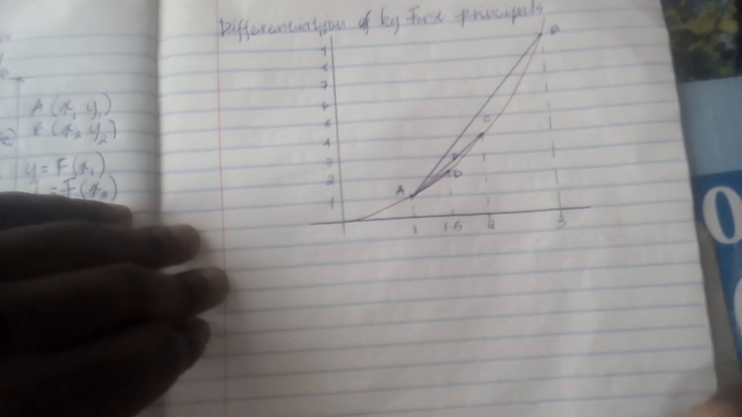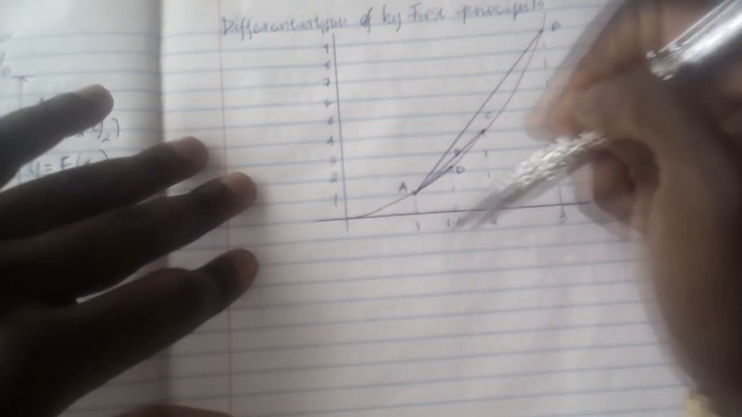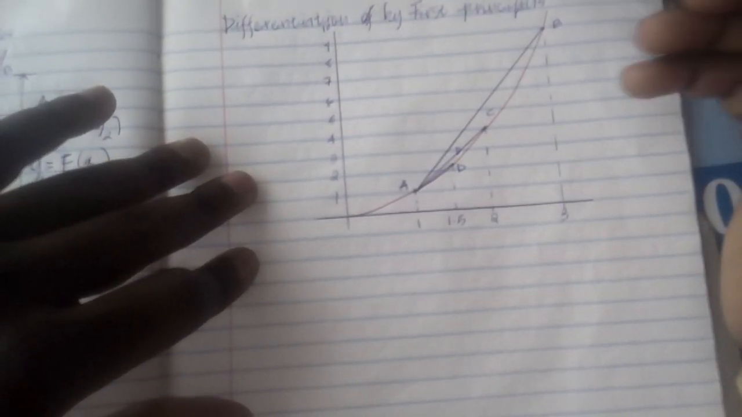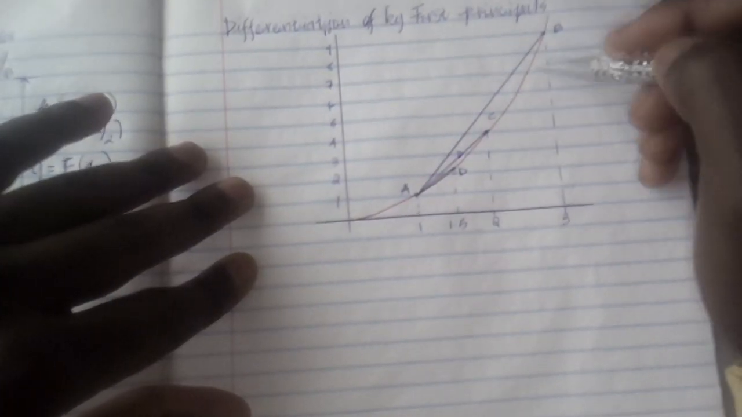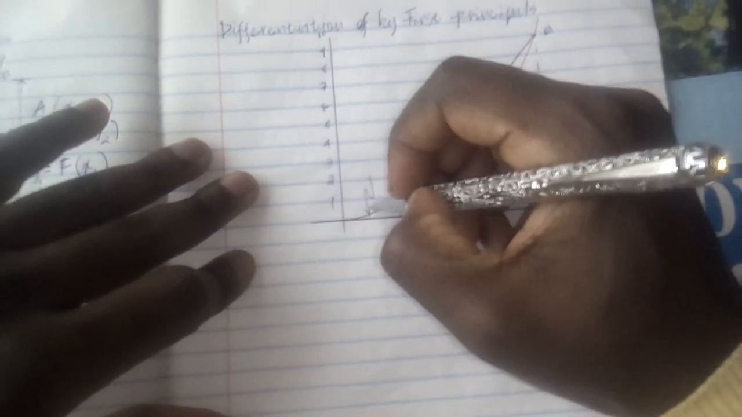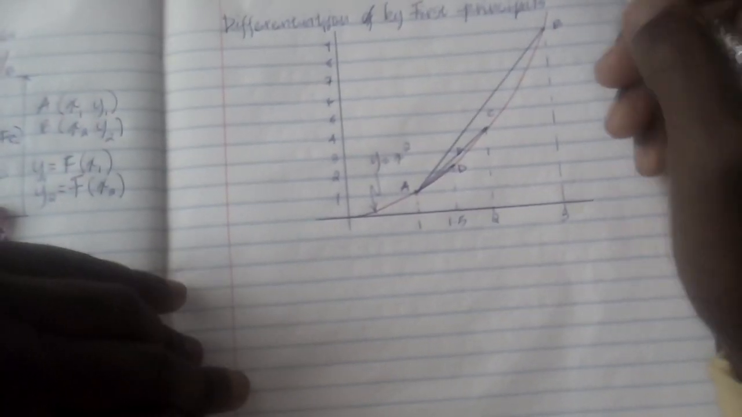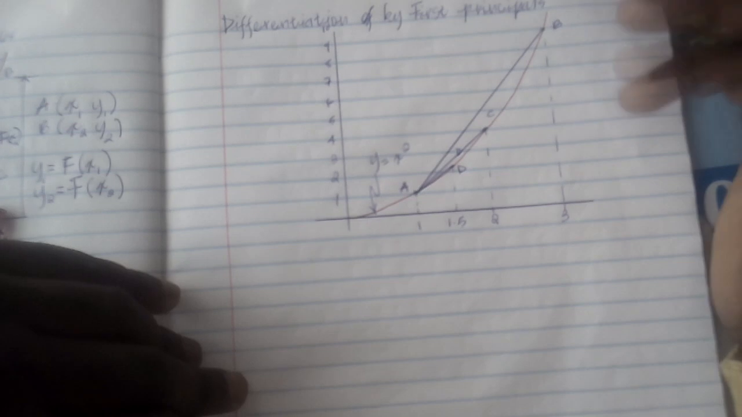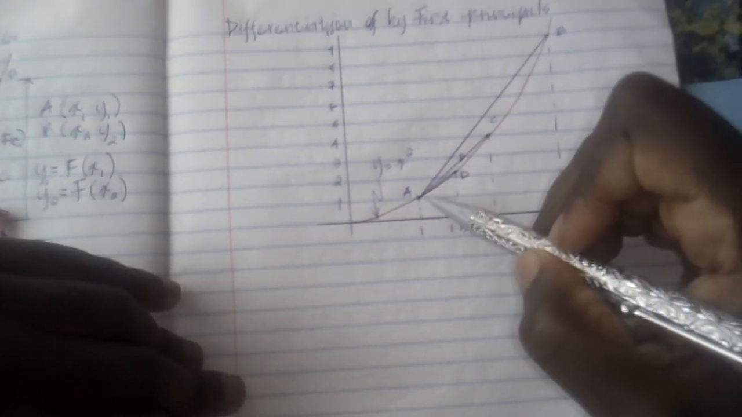Today we're going to talk about differentiation by first principles, and I'm going to use this illustration to show you how it works. So here we have a curve, and this is the curve of y equals x squared. Okay, and in this curve we have three chords called AB, AC and AD.